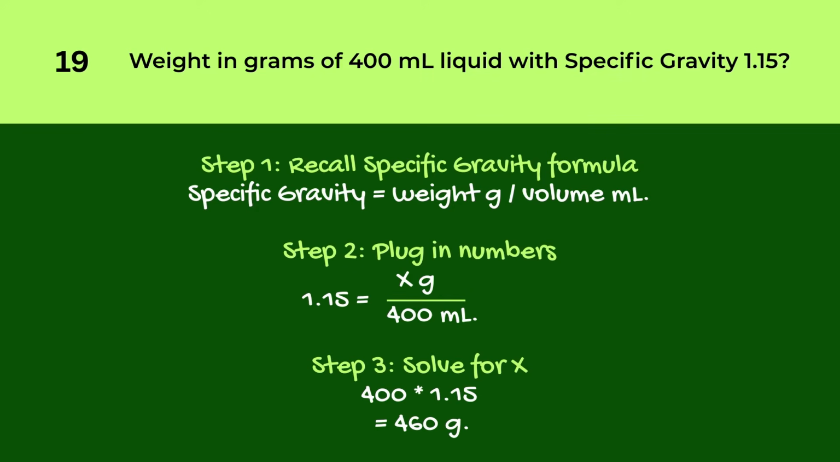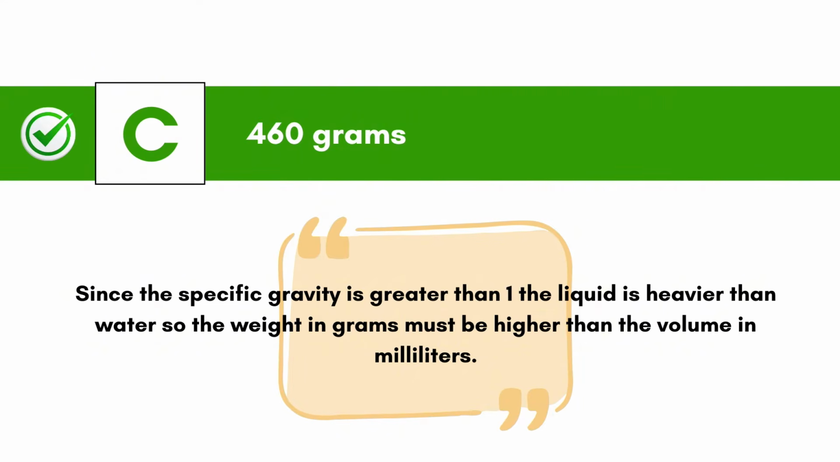Step 1 is remembering that specific gravity equals weight in grams divided by volume in milliliters. Step 2 is plugging in our numbers. 1.15 equals x grams divided by 400 milliliters. To solve for x, we multiply the volume times the specific gravity. Multiply 400 by 1.15. Spot on. Option C is correct, 460 grams. Since the specific gravity is greater than 1, the liquid is heavier than water, so the weight in grams must be higher than the volume in milliliters.